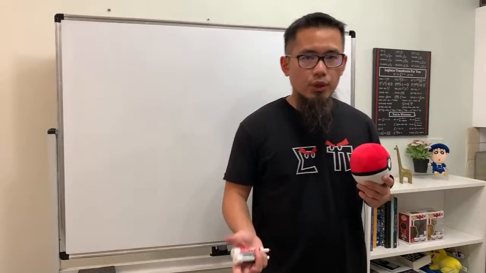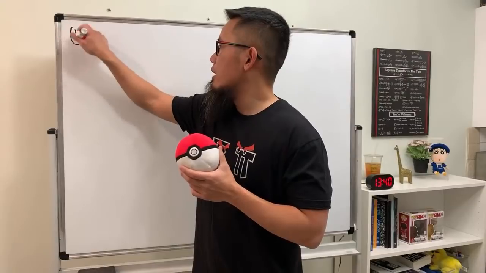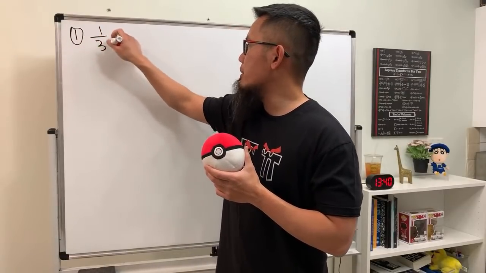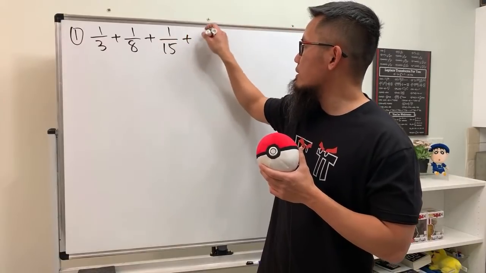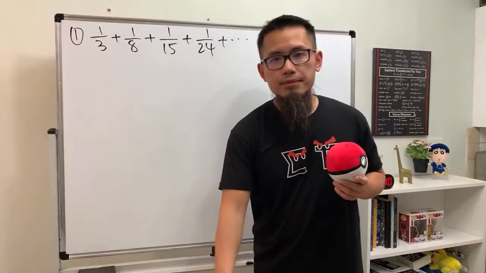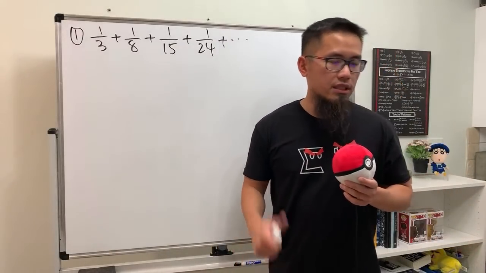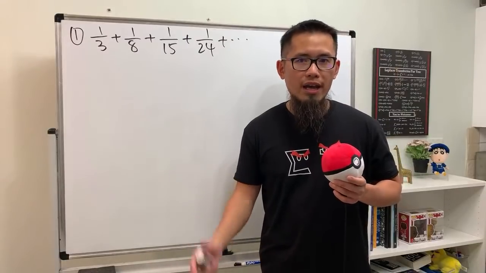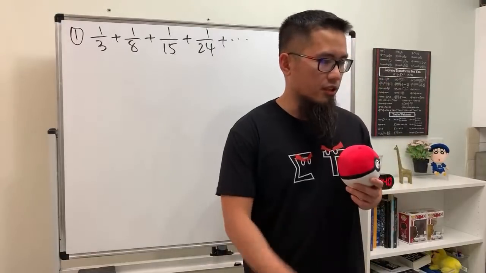Okay, so now let's get to the question of the day. Here is the first one. So we have 1 over 3 plus 1 over 8 plus 1 over 15 plus 1 over 24 and so on, so on, so on, right? For this one, you can let me know, does it converge or diverge? Why? So go ahead, leave it in the chat and let me know. I'm looking at the chat right now.